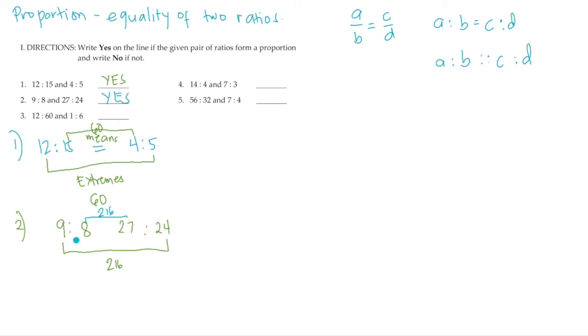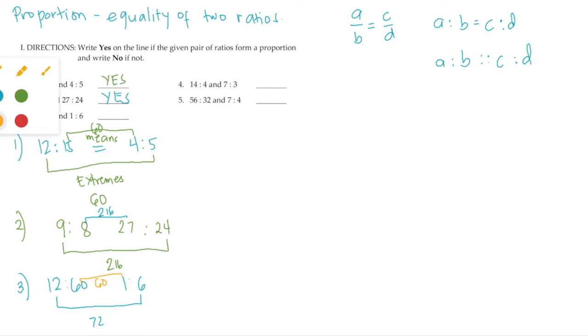Next, we have number 3. We have 12 is to 60 and 1 is to 6. If we multiply the extremes, we have 12 times 6, this is 72. And next is 60 times 1 is 60. Now, since the product of the means and extremes are not the same, therefore, this is not an example of proportion.